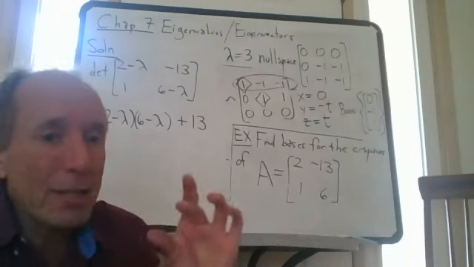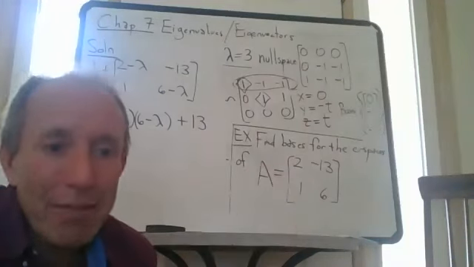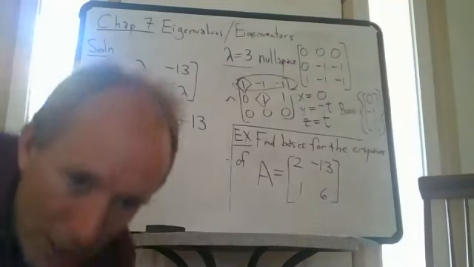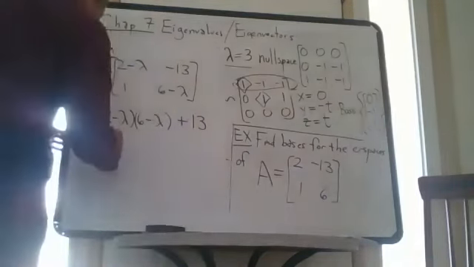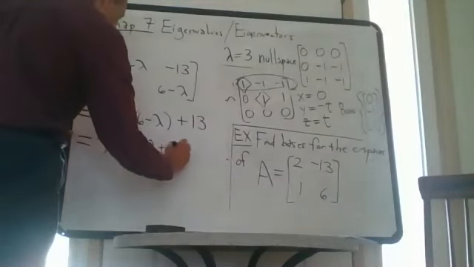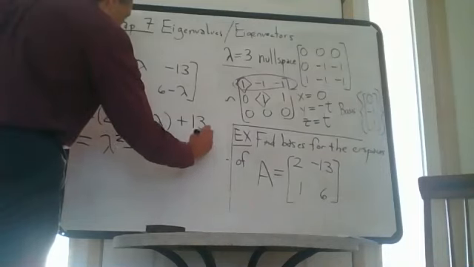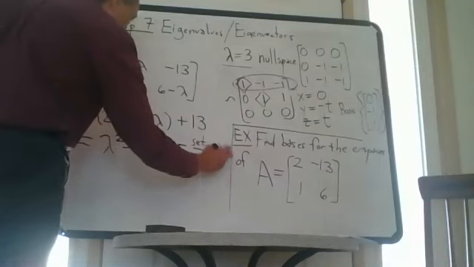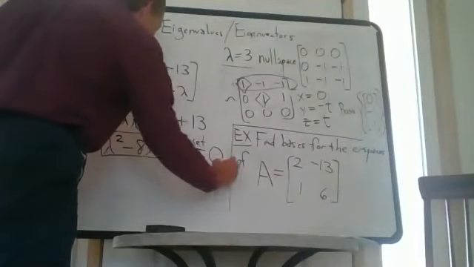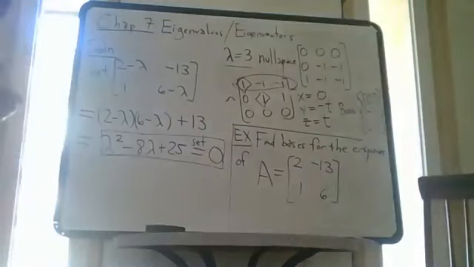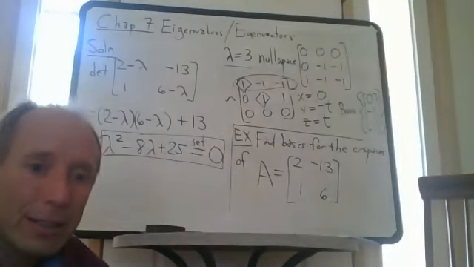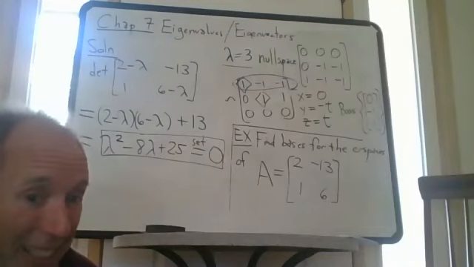The highest lambda power that I'm going to have is lambda squared. And I know that I'll be able to factor a lambda squared equation. So I don't mind multiplying this one out. I would just get lambda squared minus 8 lambda plus 25. And that is what I have to set equal to 0. Okay, so this is my characteristic equation. I'm just going to put a box around it there. That's my characteristic equation. Now, that does factor.